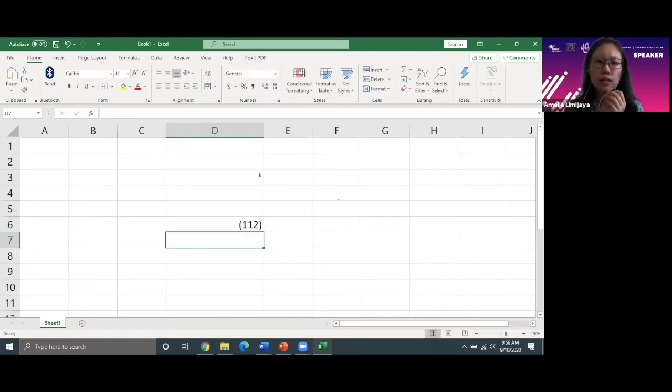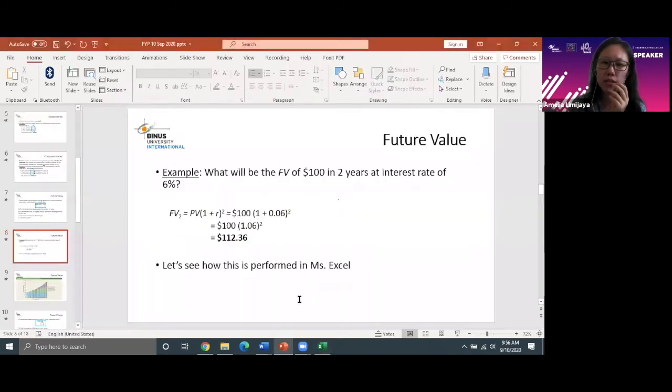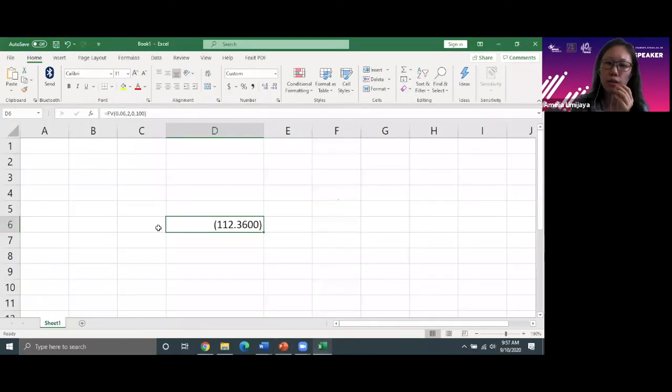Okay, you can see here. I'm going to show the decimal. For a moment, just ignore the bracket sign. Just focus on the number. The bracket sign has its own meaning, but again, this is just an introduction. I will not explain that at this point. Just take a look at the number, 112.36. So that's basically what we have calculated before. But Excel can do it as well.